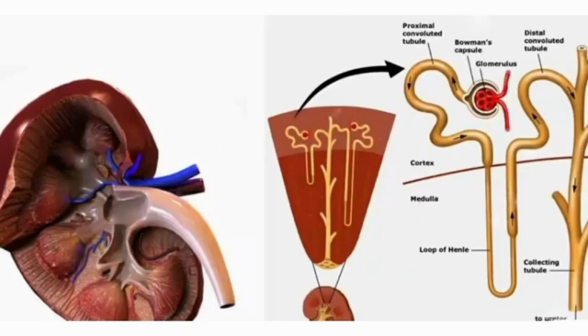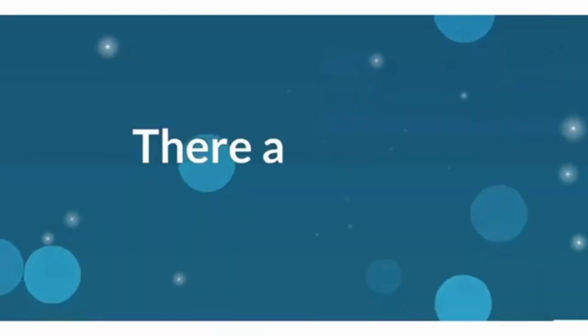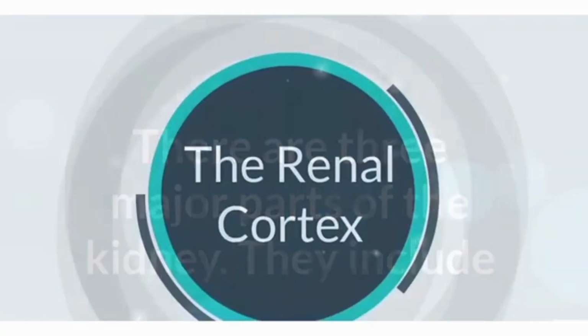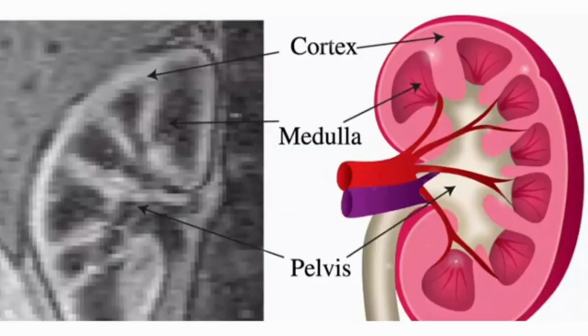The internal layers of the kidney are made up of nephrons. See the parts of the kidney. There are three major parts of the kidney. They include the renal cortex, the renal medulla and the renal pelvis.